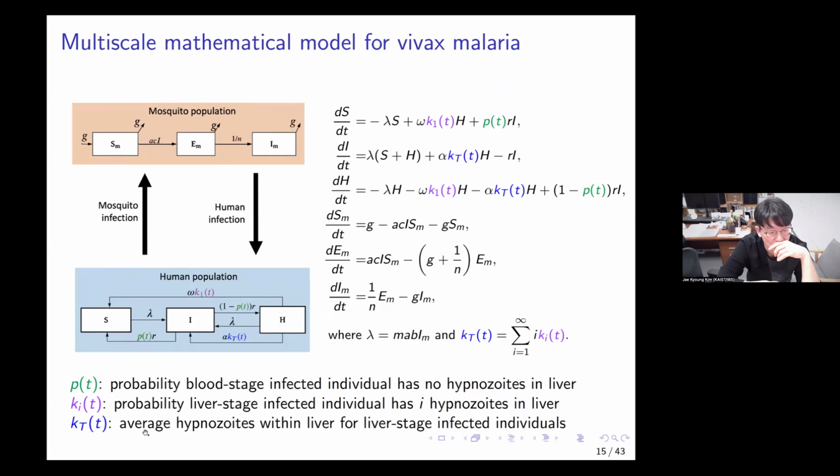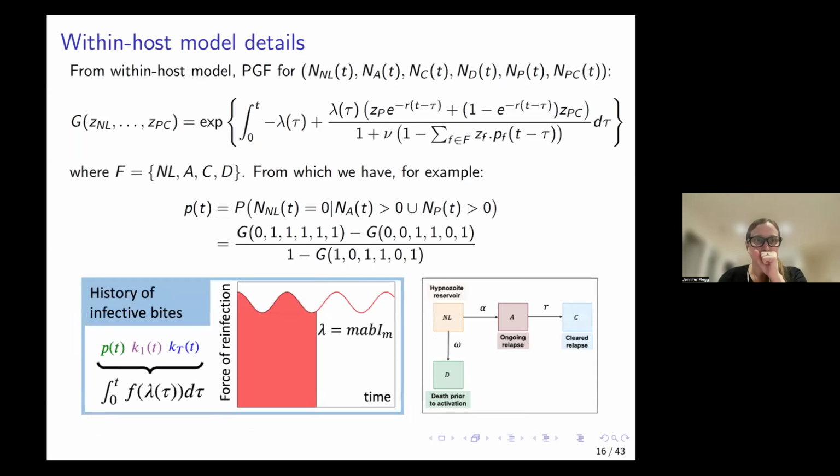And then for activated hypnozoites, we have an average number of activated hypnozoites across the population, and it's with that rate at which people move from a hypnozoite or a liver stage infection to a blood stage infection. And so this is where that probability generating function that I mentioned previously comes in. Using that within host model probability generating function, we can write down the probability for any number of hypnozoites or infections being in any of the compartments at time t. So this is what that probability generating function G looks like.